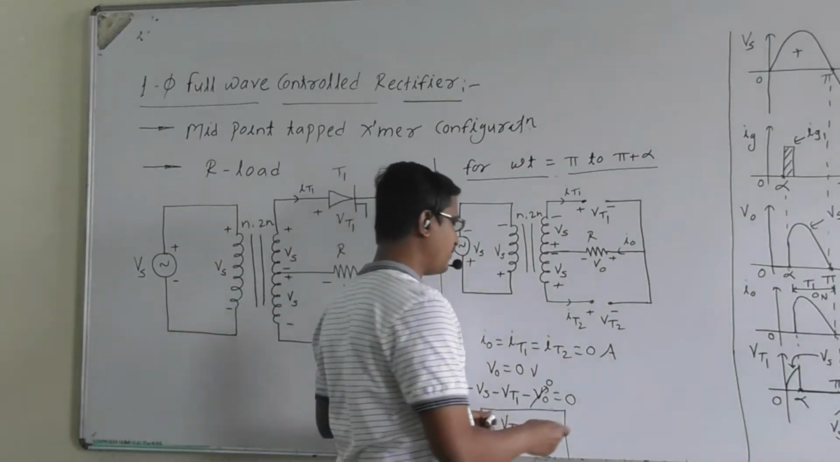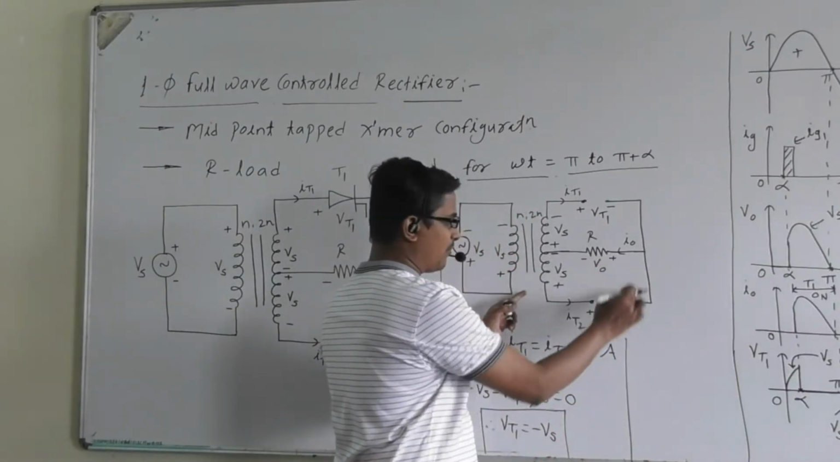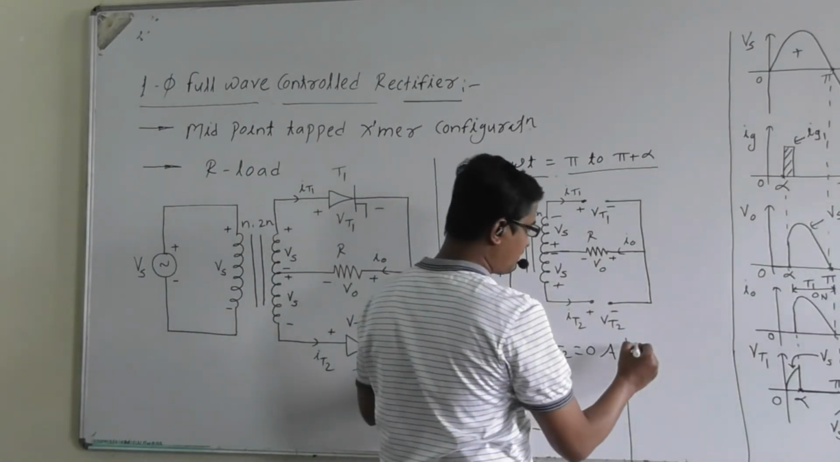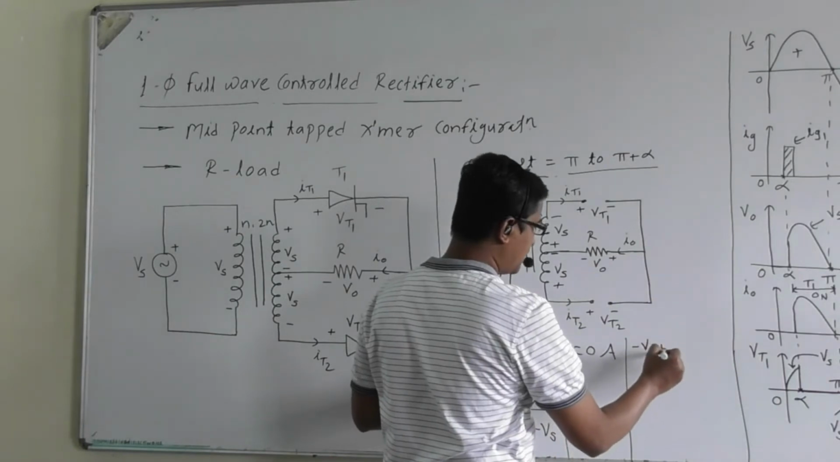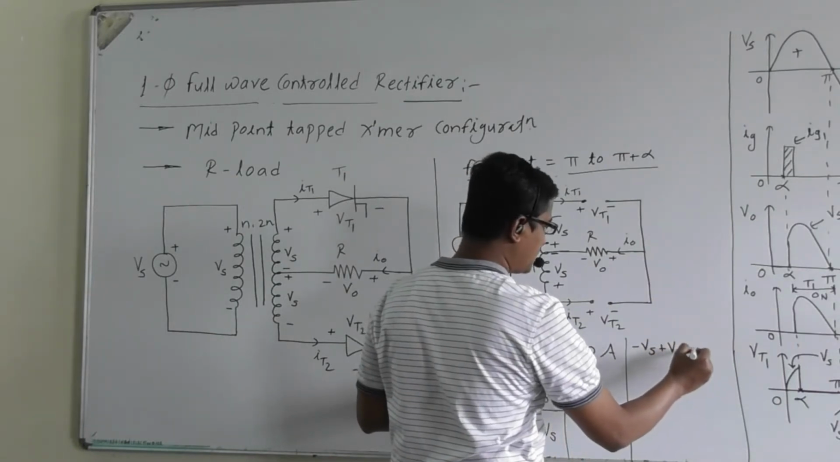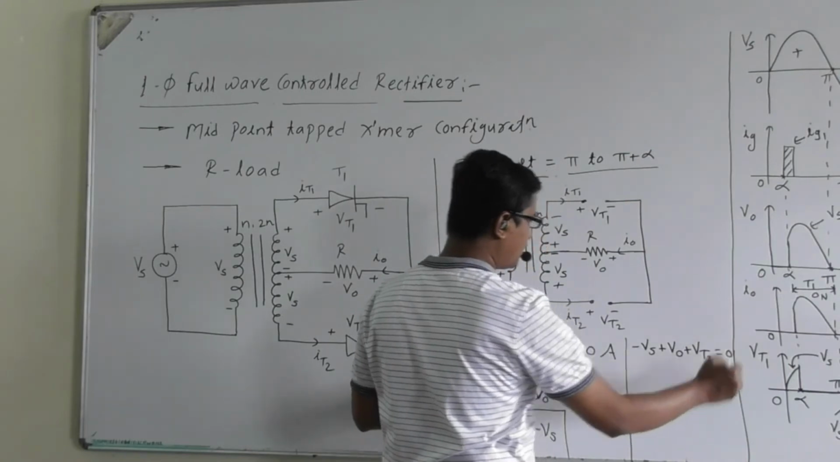Next, similarly, can we find VT2? Yes, for VT2, can we apply KVL to the lower loop? It is minus Vs plus V0 plus VT2 is equal to 0, right?